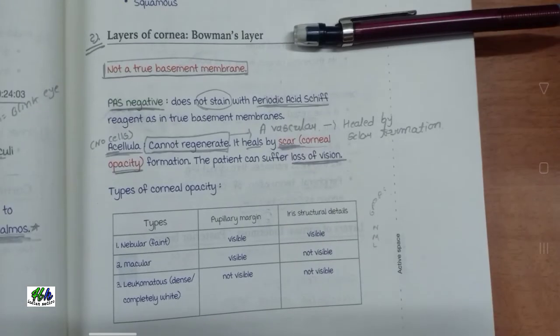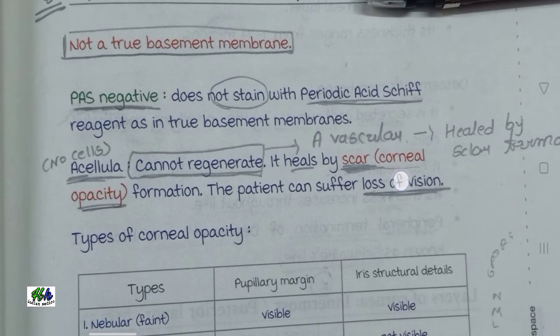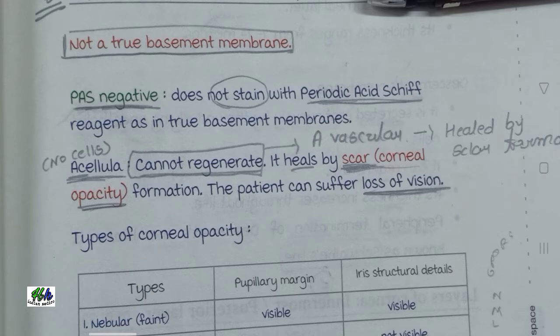Now the second layer is known as Bowman's layer. It is not a true basement membrane. Those membranes which are stained by periodic acid Schiff are known as true basement membranes, but Bowman's layer is not stained by periodic acid Schiff, so it is not a true basement membrane. It cannot regenerate. It heals by scar formation.